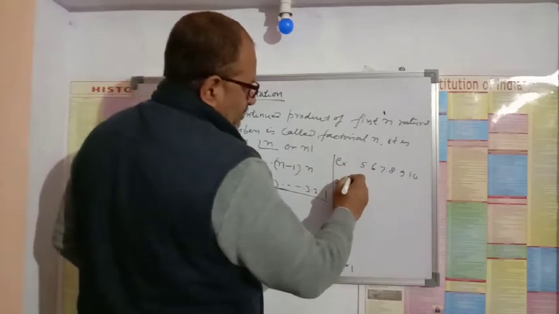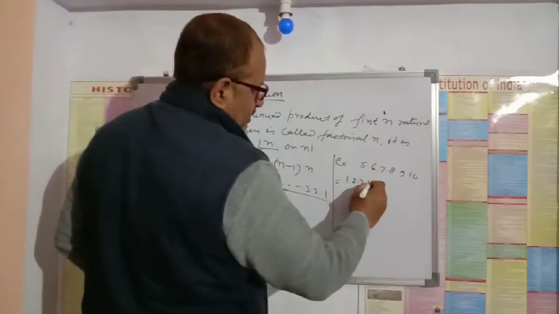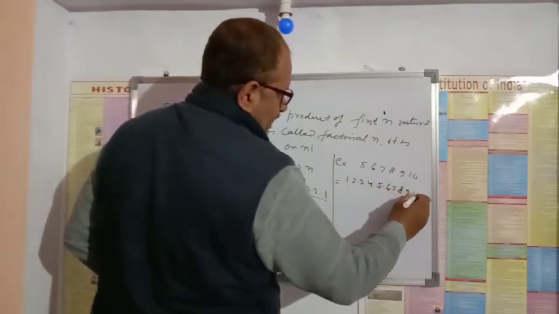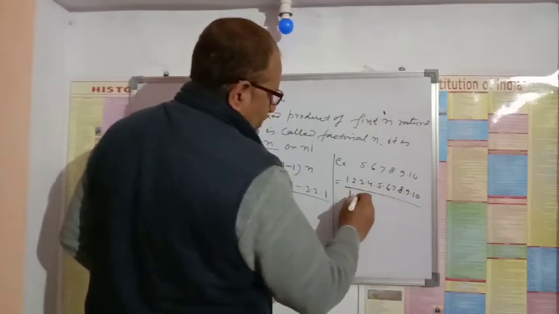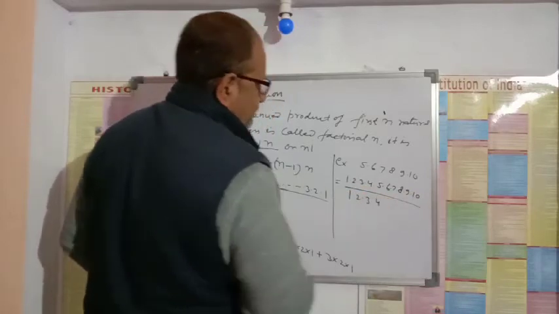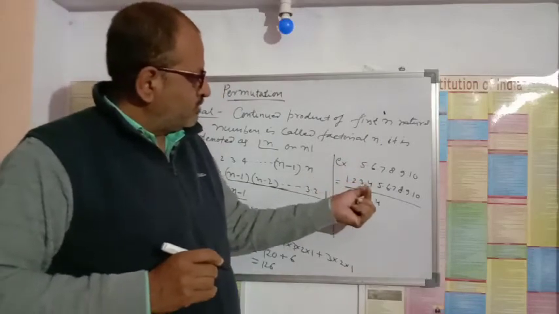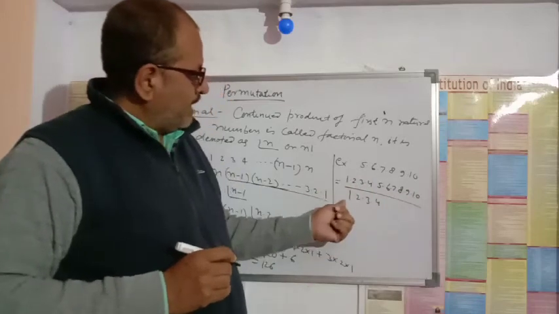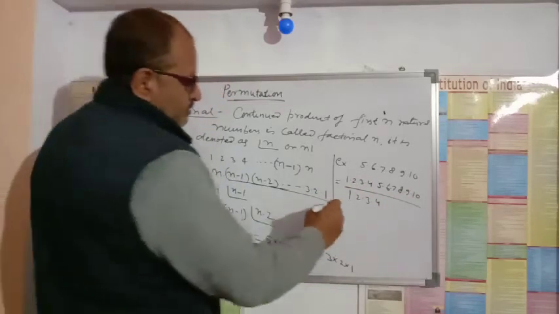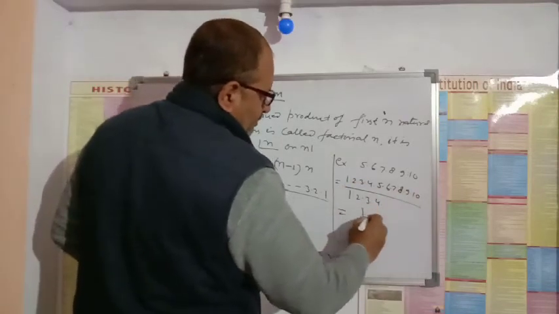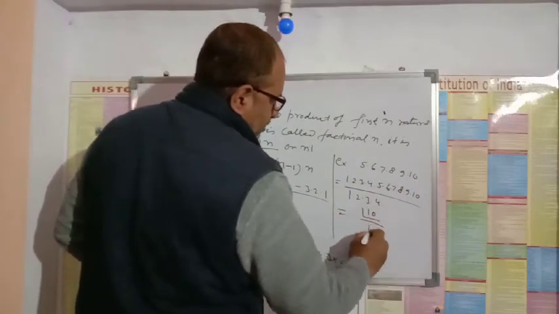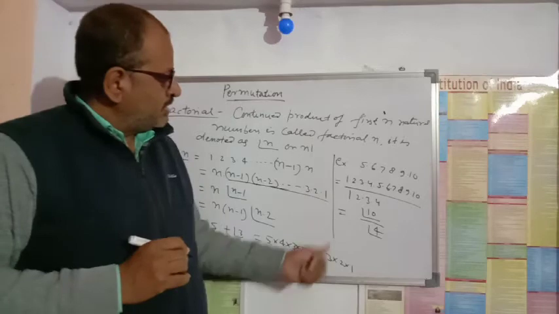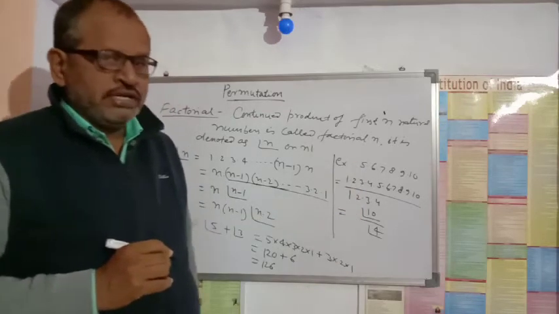So we will multiply it by 1 into 2, 3, 4, 5, 6, 7, 8, 9, 10, and also divide it by 1 into 2 into 3 into 4, so that it will be the continued product of first 10 natural numbers. So numerator will be factorial 10 and denominator will be factorial 4. In this way we can express it in the factorial notation.